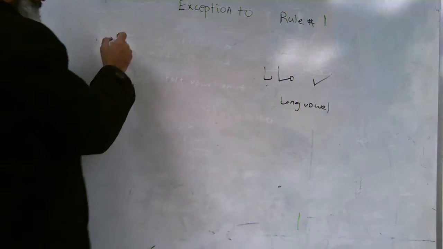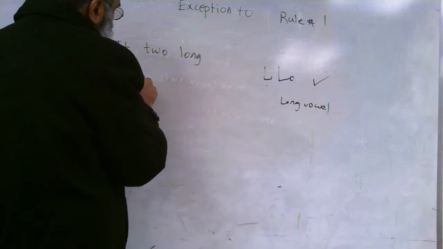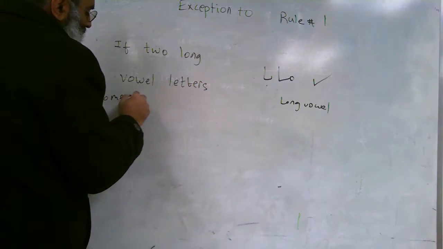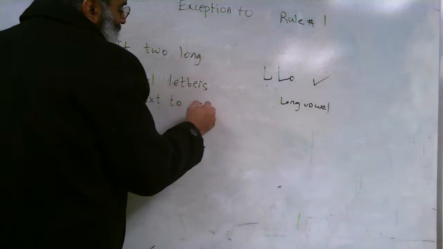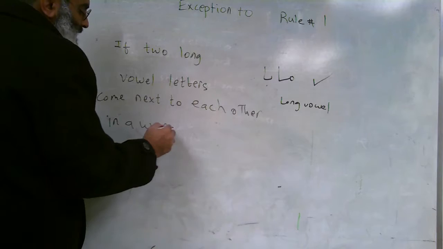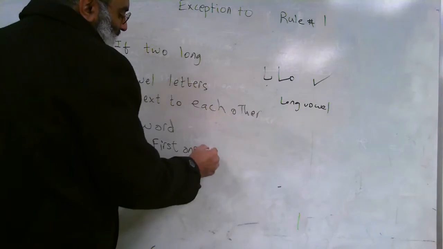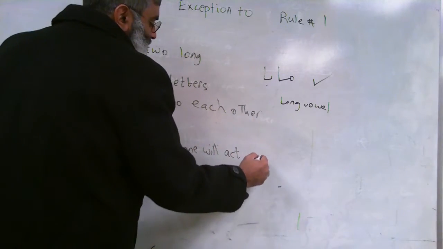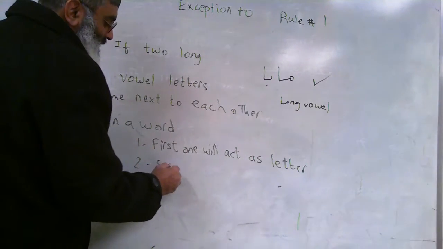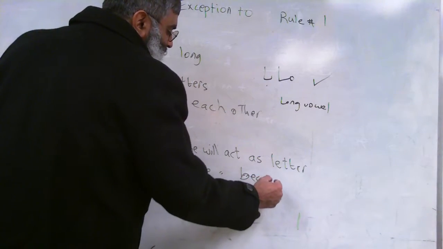if two long vowel letters come next to each other in a word, the first one will act as a letter, and the second one will become its vowel.